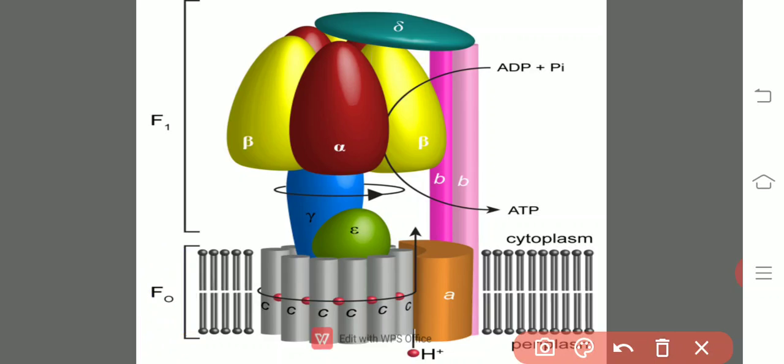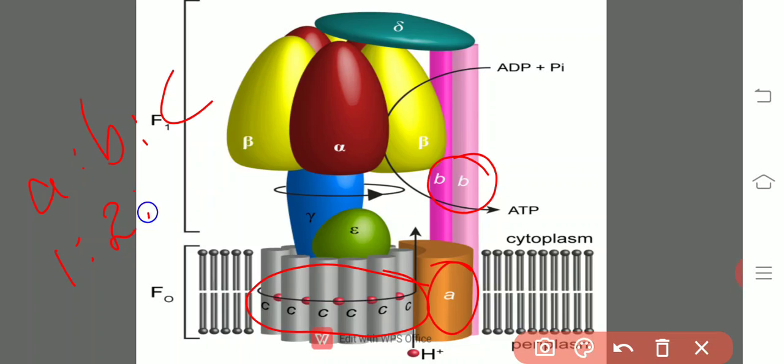And in the F0, unlike the F1, we have subunit A, subunit B and subunit C. A, B, C subunits are there. In the F1, as we know, alpha, beta, gamma, delta and epsilon are there. So here in the F0, we have only 3 kinds of subunits: A, B and C. And if you see the ratio, A is 1, B is 2, whereas the C may be 10 to 12.